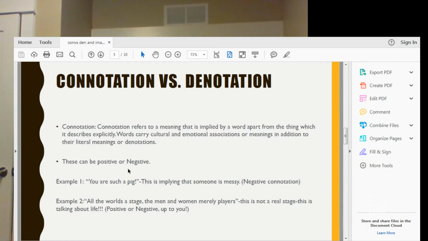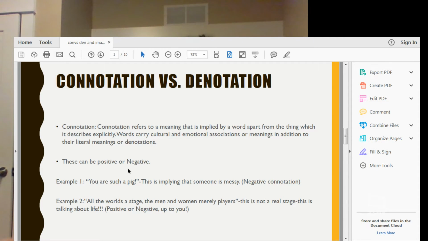Pretty much connotation is a literary meaning. It has different things that can be implied to it. So these can be positive or negative. For example, "Ugh, you're such a pig." This is implying that someone is messy or whatever based on your cultural background or personal beliefs. And that's normally a negative connotation. I can't think of an instance where "you're such a pig" is positive.